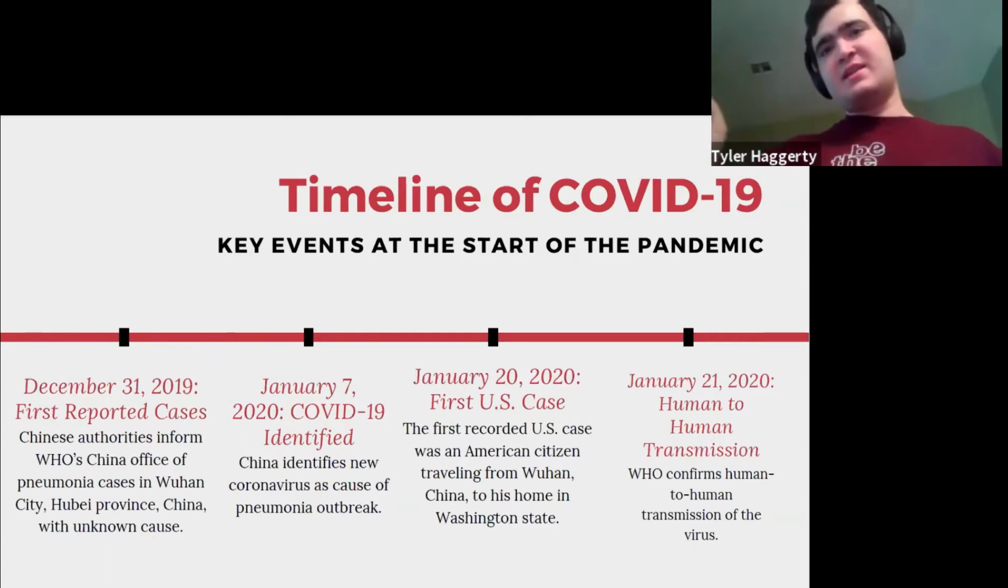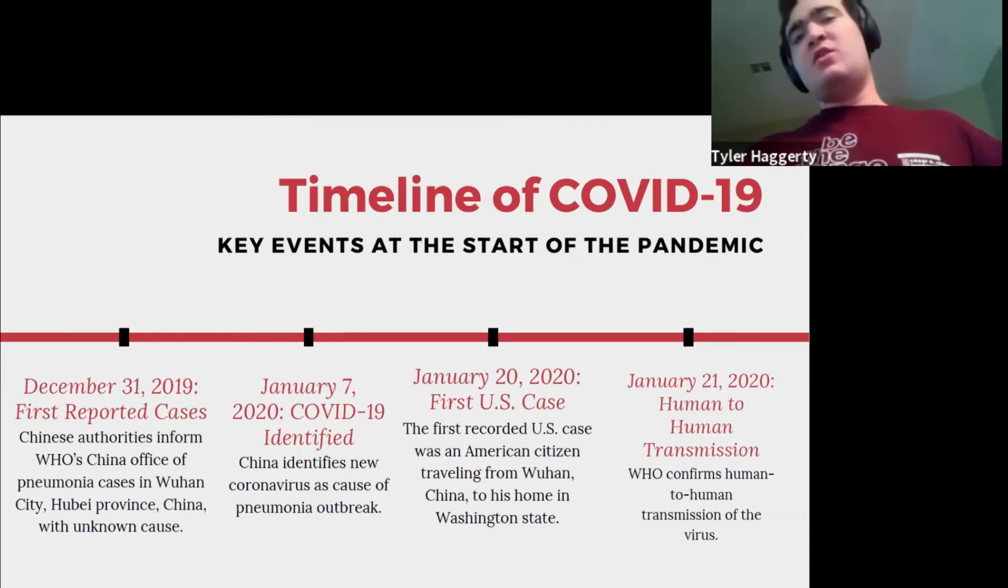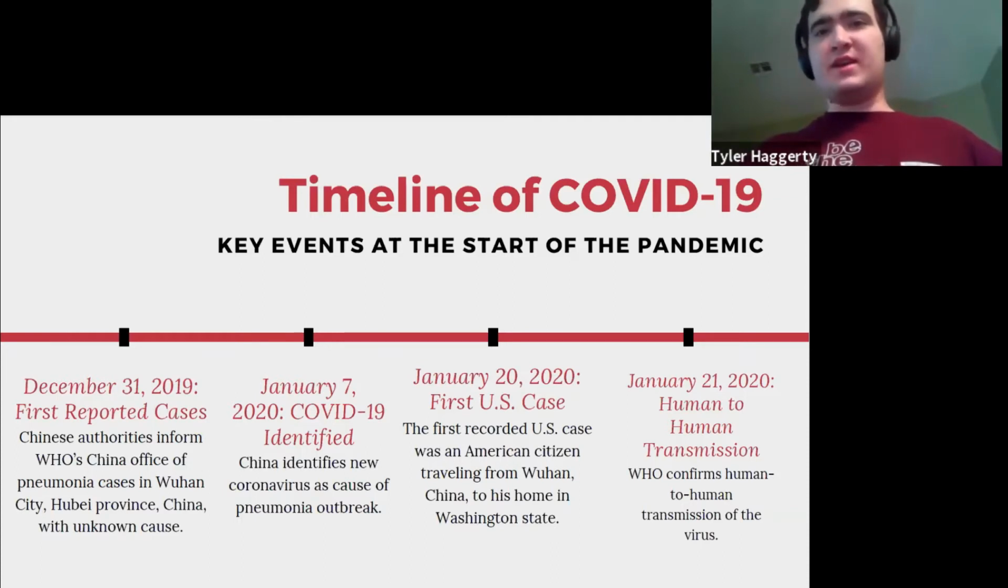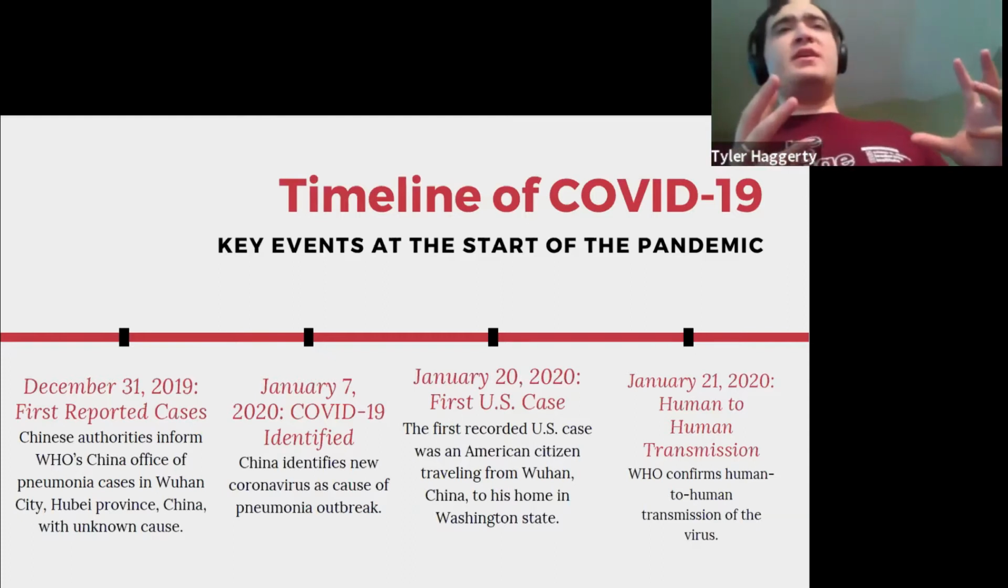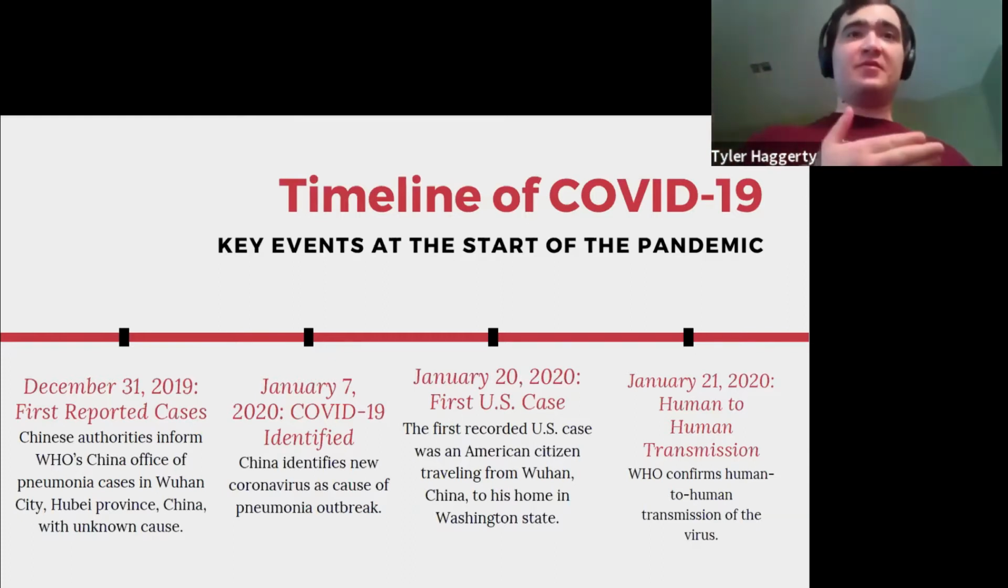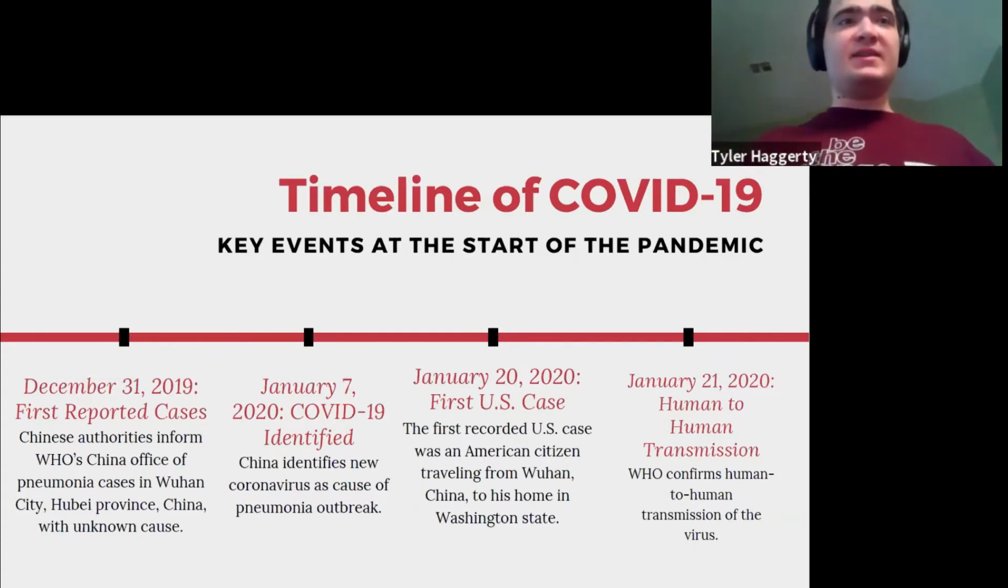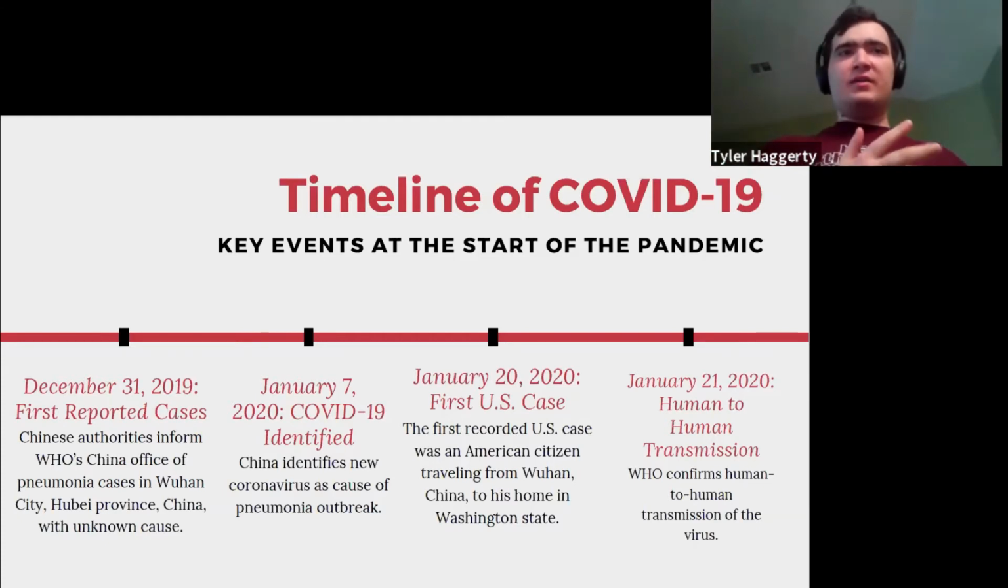January 7th of this year, COVID-19 was officially identified when China identified a new strain of coronavirus as the cause of this pneumonia outbreak. On January 20th of this year, we had the first case in the US. This was first recorded in an American citizen traveling from Wuhan, China to his home in Washington State. And then the next day, on January 21st, is the first recorded human transmission of the virus confirmed by the World Health Organization.